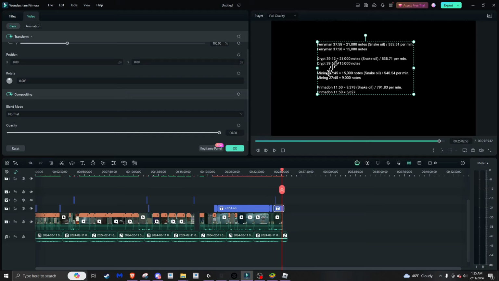I did Ferryman, Crypt, Mining, and Primadon. The best money-making method for notes was Primadon with 791 per minute. The second best was Ferryman, 553 per minute. Then mining, 540 per minute, and Crypt, 535 per minute.